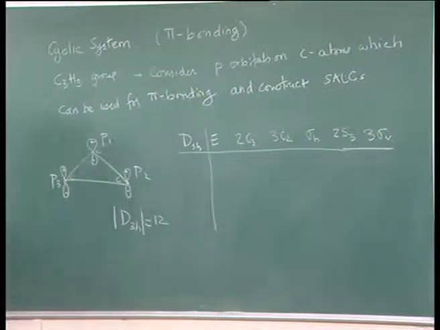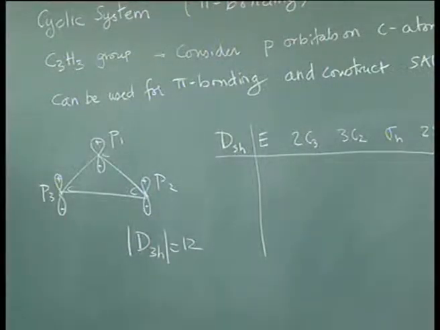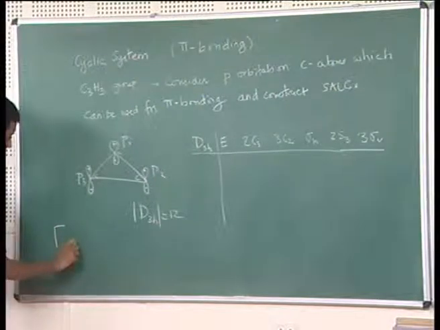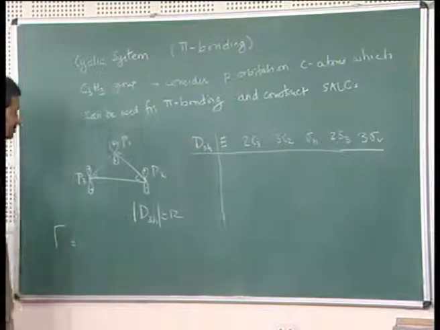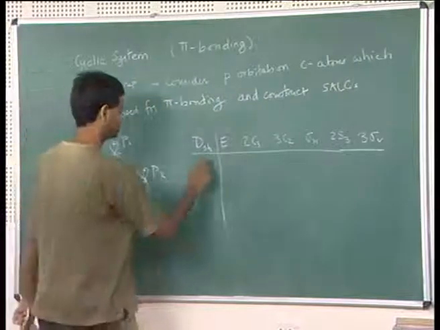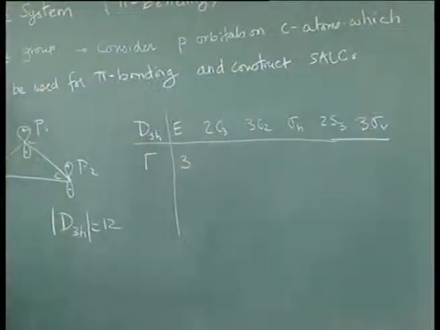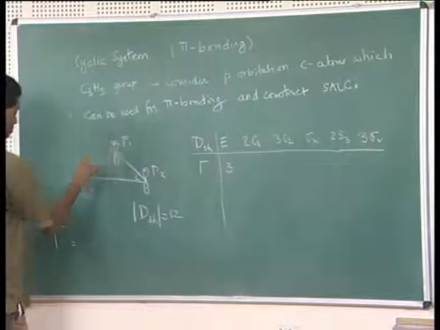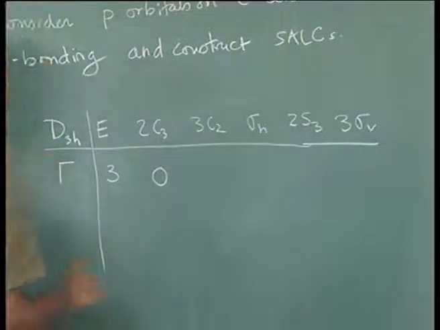Okay. Now if you look at the P1, P2, P3, they form a basis for a 3-dimensional representation that will be reducible. So the 3-dimensional representation, which will be reducible, is denoted by gamma. You can work out the characters of gamma, and you can show that the character of identity will be 3, the character of C3 will be 0, because C3 will take P1 to P2, P2 to P3, P3 to P1 and so on. So, the character of C3 will be 0.